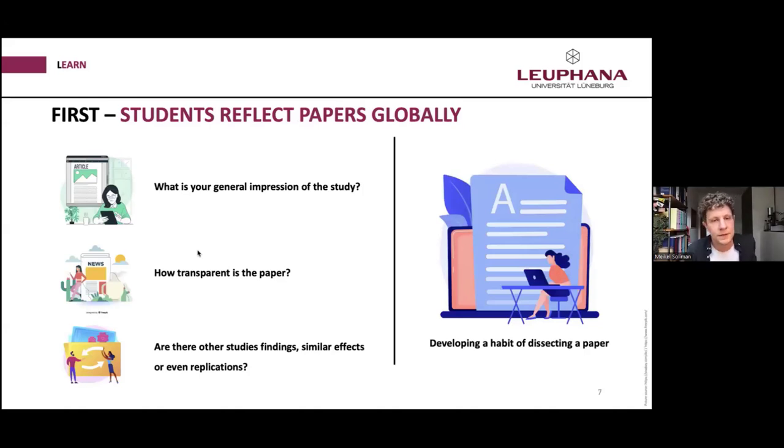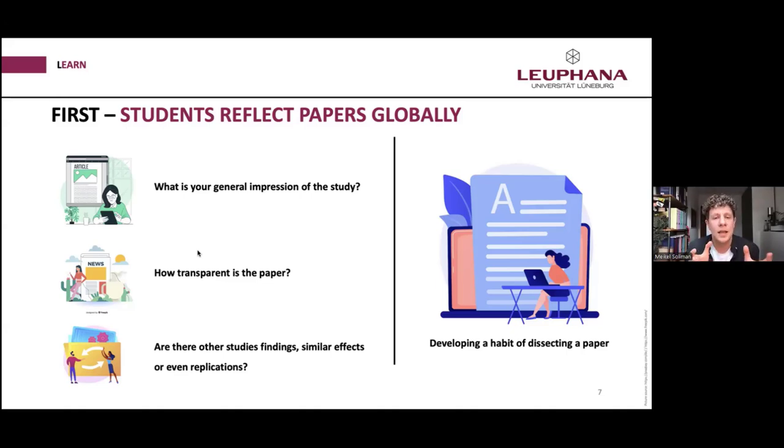And what I do with my students then is I give them a paper, or they find a paper for themselves, and they're asked to globally reflect on the paper. For example, they're just asked, what did you like about the paper? What's your general impression of the paper? What was missing or what was unclear in the paper? Or how transparent do you think the paper was? Was there any kind of information that you would have liked to be in the paper or that you thought shouldn't be in the paper, for example?